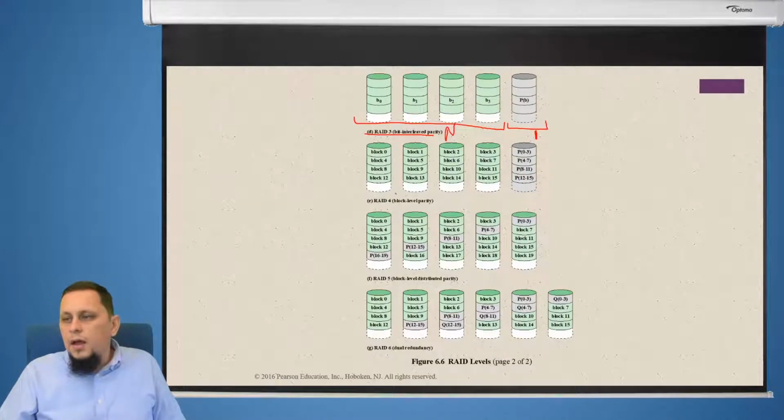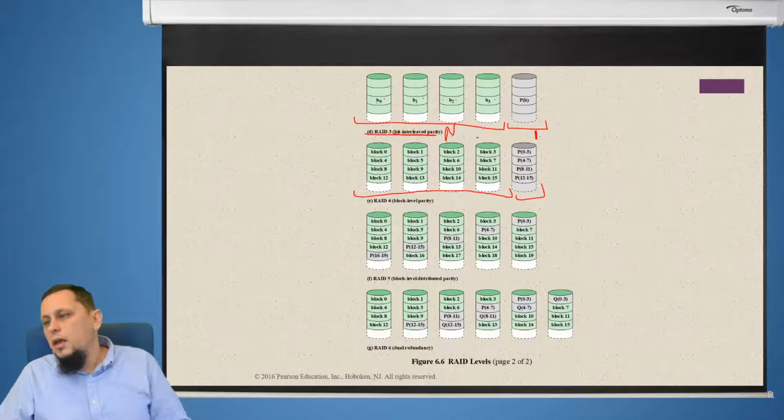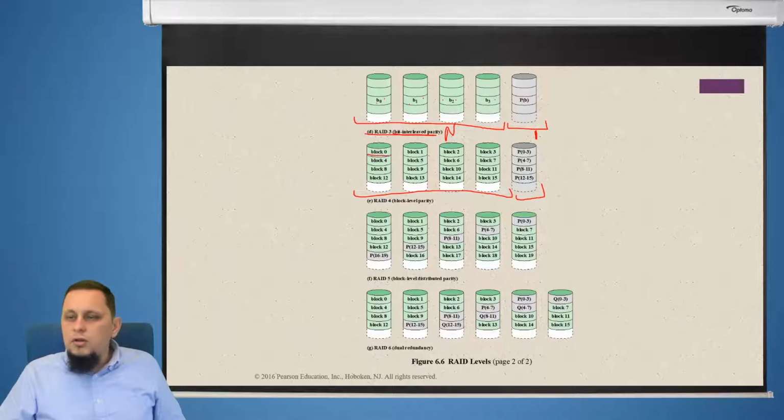Okay, same with RAID number 4, but the difference between the RAID number 3 and RAID number 4 is that RAID number 3 is at the bit level. So the data is stored at a bit level. Okay, so bit number 0, bit number 1, bit number 2, bit number 3. So each bit is stored inside a different hard disk. In this case, it's at a block level. So block number 0, block number 1, etc. So one block contains the same number of bits. So this is the only difference.